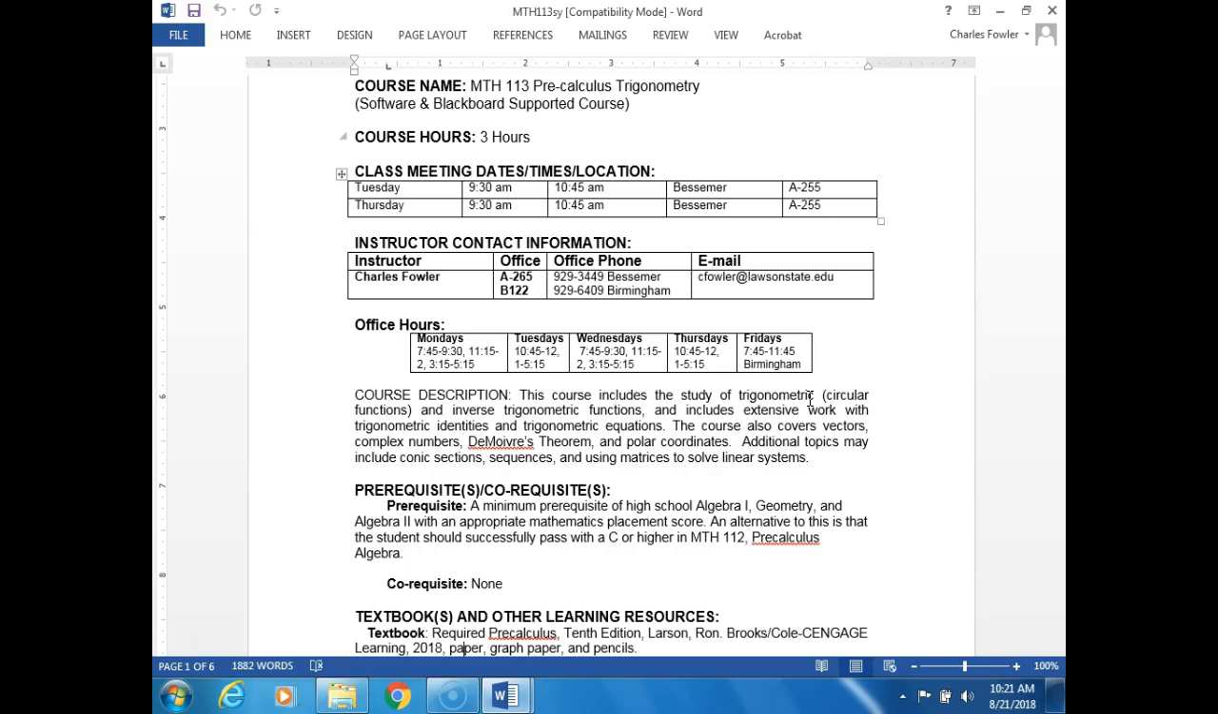His office is the big corner office there. Behind the secretary's desk, there's a copy room. That's my office on Fridays, okay? And that's where you'll find it most Fridays. My phone number here on the Bessemer campus is 929-3449.